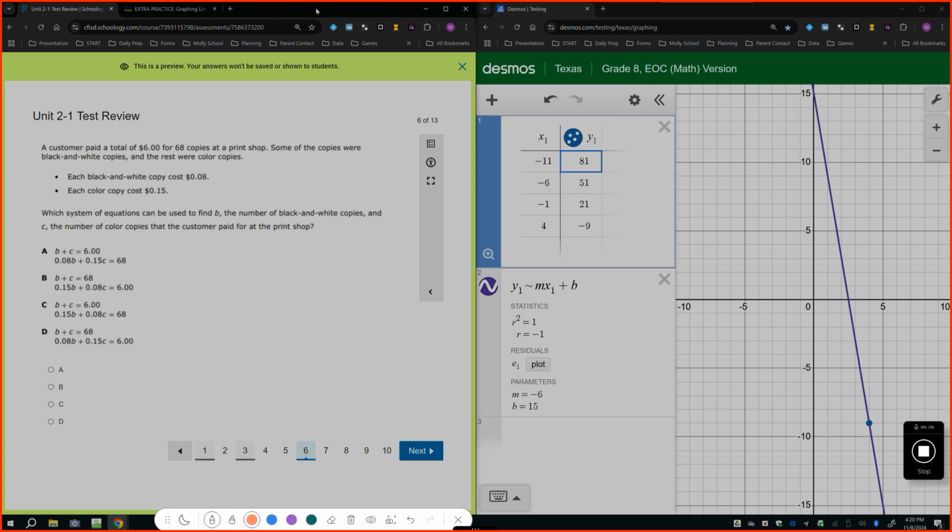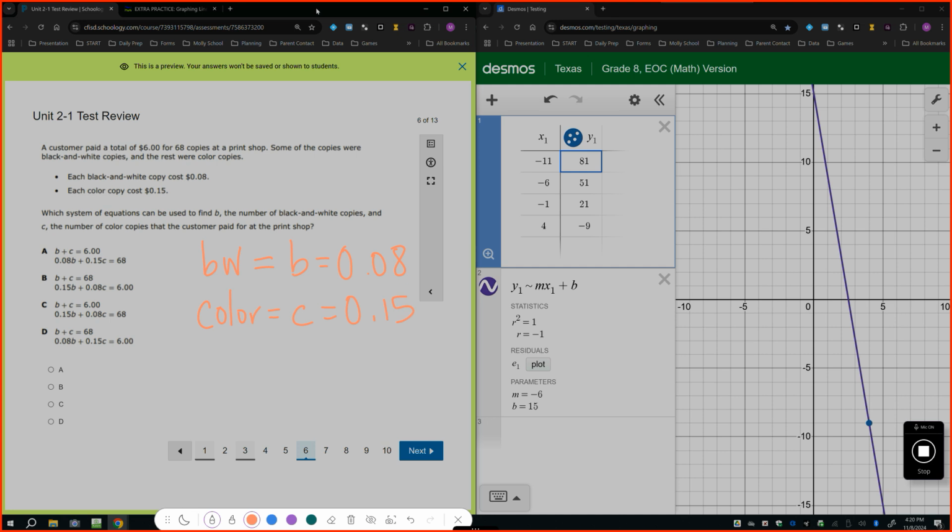All right. Okay, so let's take a look at this one. This one is a word problem. All they're asking you to do is write an equation from this situation. So here's what I do. I look at what is the same. I have black and white copies, and I have color copies. They said black and white is B, color is C. Black and white copies are 8 cents. Color copies are 15 cents.